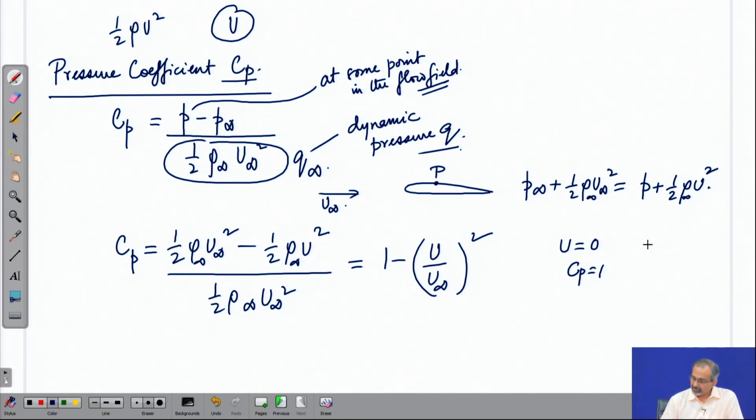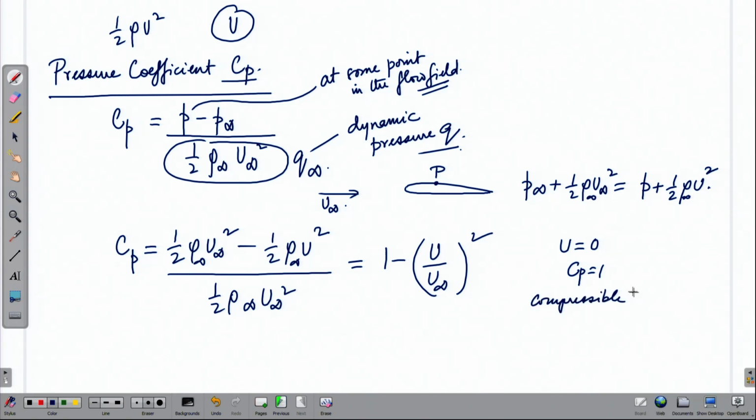Now, in compressible flows, on the other hand, Cp exceeds 1 at a stagnation point. When we learn about stagnation flows in compressible flows, we will see why.